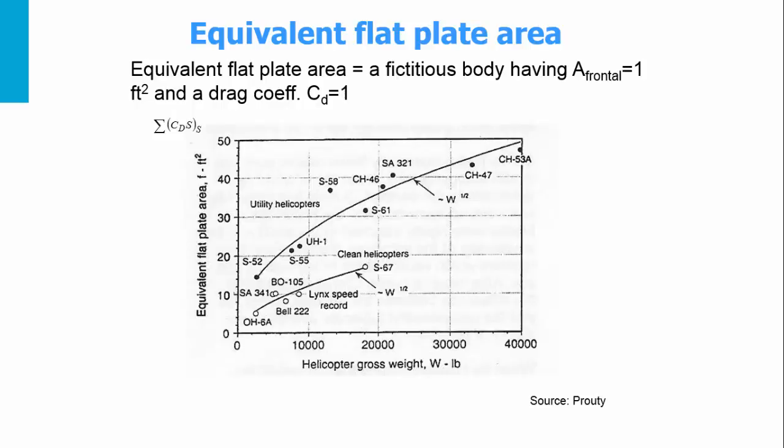Here you see one graph giving the equivalent flat plate area as a function of gross weight. The equivalent flat plate area is defined as a fictitious body having a frontal area of 1 square foot and a drag coefficient CD equals 1. You see two lines, one for the clean helicopters like the Lynx helicopter and one line for the utility helicopters. Knowing the gross weight of a helicopter gives easily the equivalent flat plate area of the helicopter you are using.